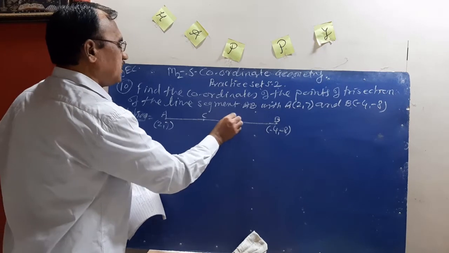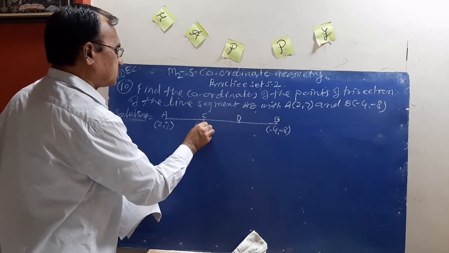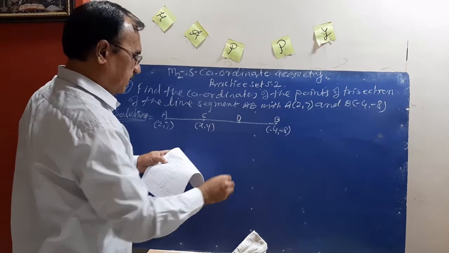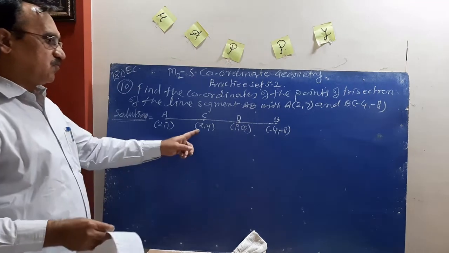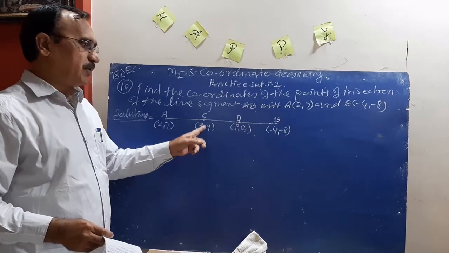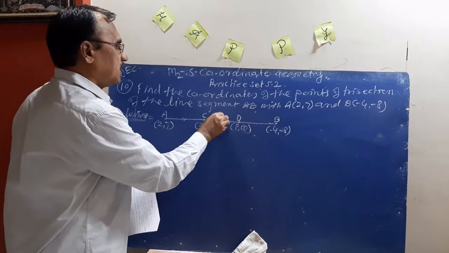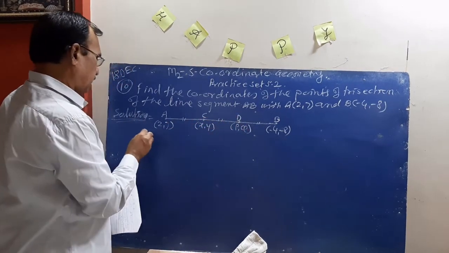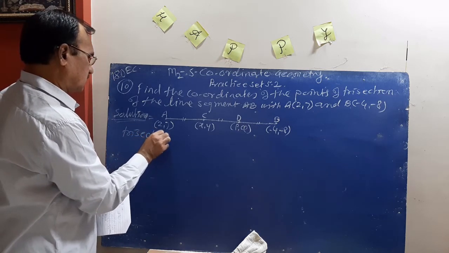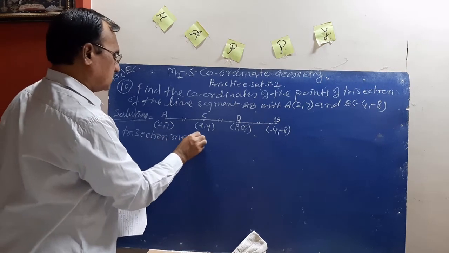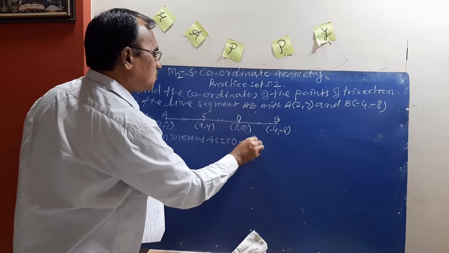Let the points be C and D. Let the coordinates of point C be (x, y), and for convenience D is (p, q). Here we have to find the coordinates of point C and point D. These parts are equal. Trisection means AC is equal to CD is equal to DB.